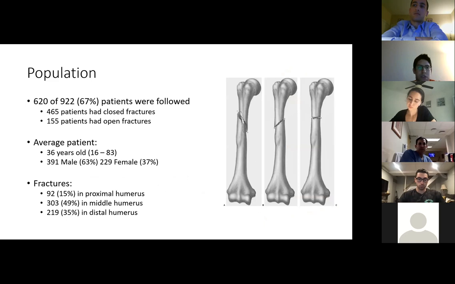So, for the study, Dr. Sarmiento followed 922 patients at an indigent clinic that they had, and 620 of those patients they were able to follow up relatively long-term. So for those patients, 465 of them had closed fractures, and 155 had open fractures. And so the average patient was a 36-year-old male with a fracture along the middle humerus.